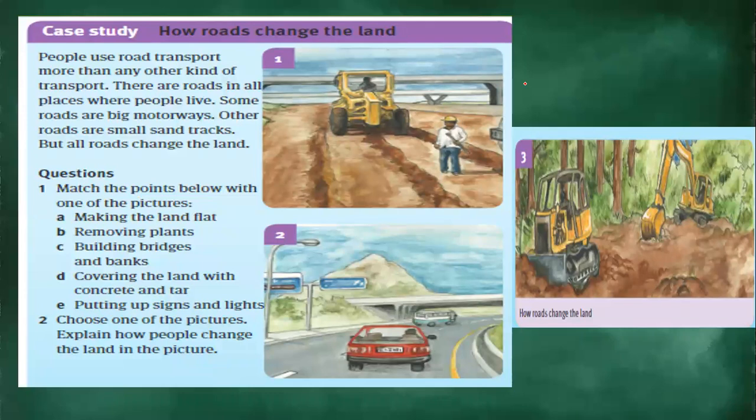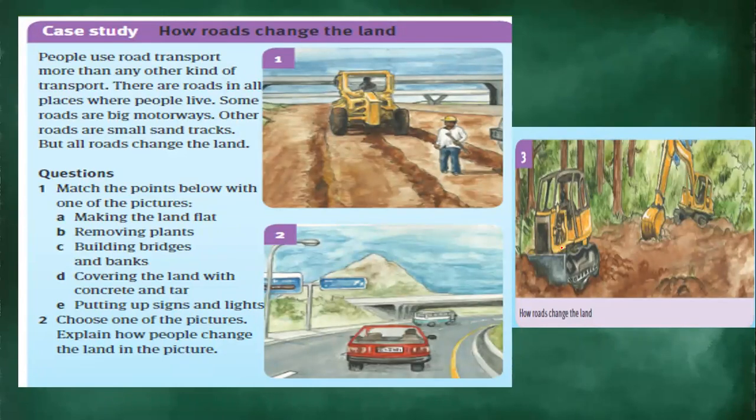Guys, let's use the group chat for now, because these are simple answers. You just write your answer, A, and then match it with the number of a picture. A, making the land flat. B, removing plants. C, building bridges and banks. D, covering the land with concrete and tar. E, putting up signs and lights. So match the points below with one of the pictures.